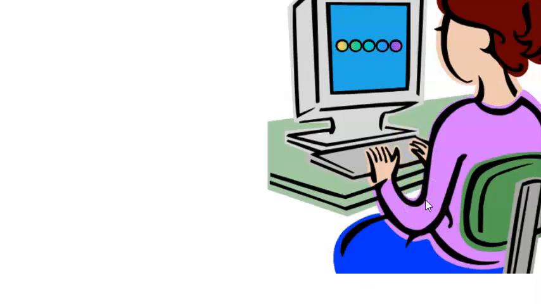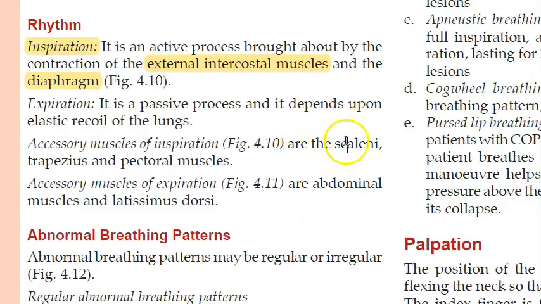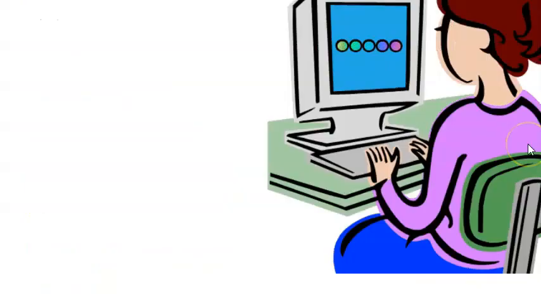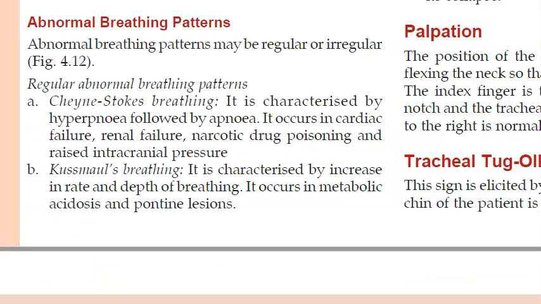And if you're taking a forced inspiration, you will use the accessory muscles of inspiration, which are the scalene, the trapezius, and the pectoral muscles. Okay. So what are we doing, guys? We're looking at the respiratory system. So we're looking at the signs. Basically, we're looking at inspection here.